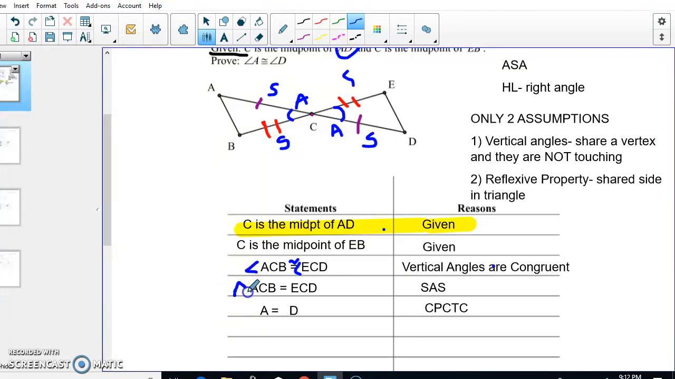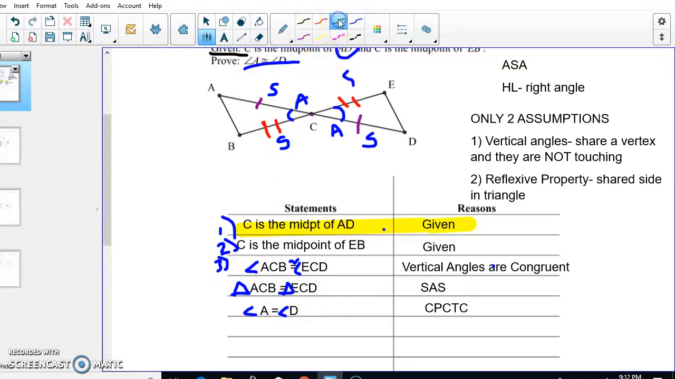Then I can say the full triangles are congruent because I have 3 pieces of information here. Once you have 3 pieces of information, you're pretty solid to show that your triangles are congruent. Lastly, what they want me to prove, though, is not just the triangles. They want me to prove the angles, angle A and angle D.